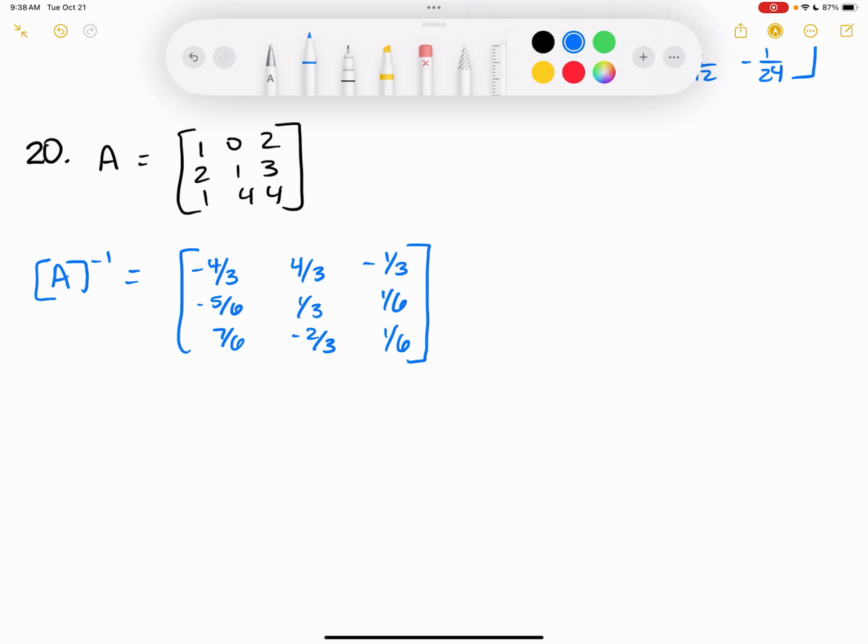Now, the rest of this problem said in the instructions to do A times A inverse, or wait, I wrote that wrong. A inverse times A. Okay, to show that it works, we're going to show that we get those ones on that main diagonal. But I'm going to show you something else just for your reference.